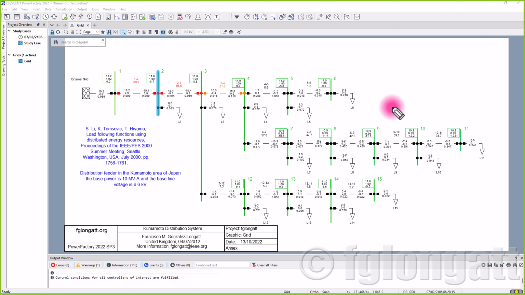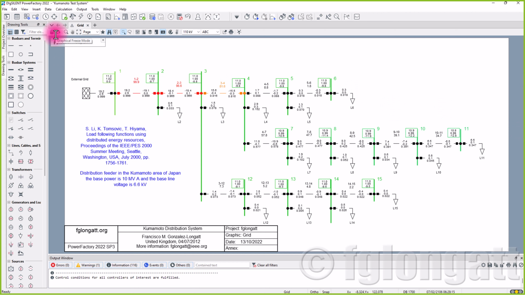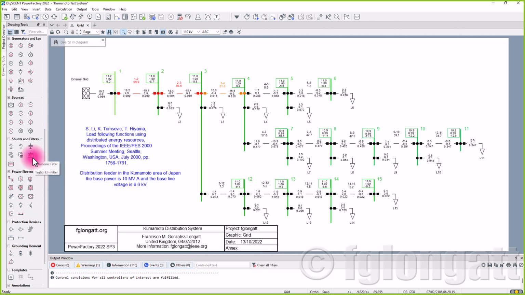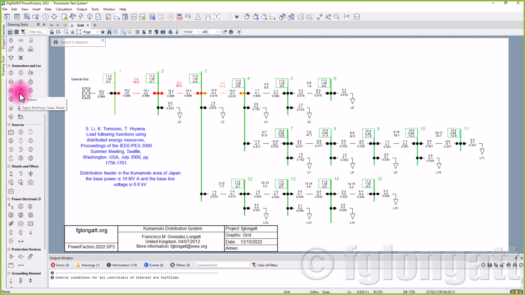What I will do here is just a very basic example. First, I will unfreeze the diagram, and right now you can see on the left-hand side we have all the tools. And what I will do right now is I will take here a symbol that you can see, that symbol is for PV systems. This symbol is for PV systems. And if you look over here in the classical Kumamoto network, the voltage in this bus bar is 0.99 per unit.